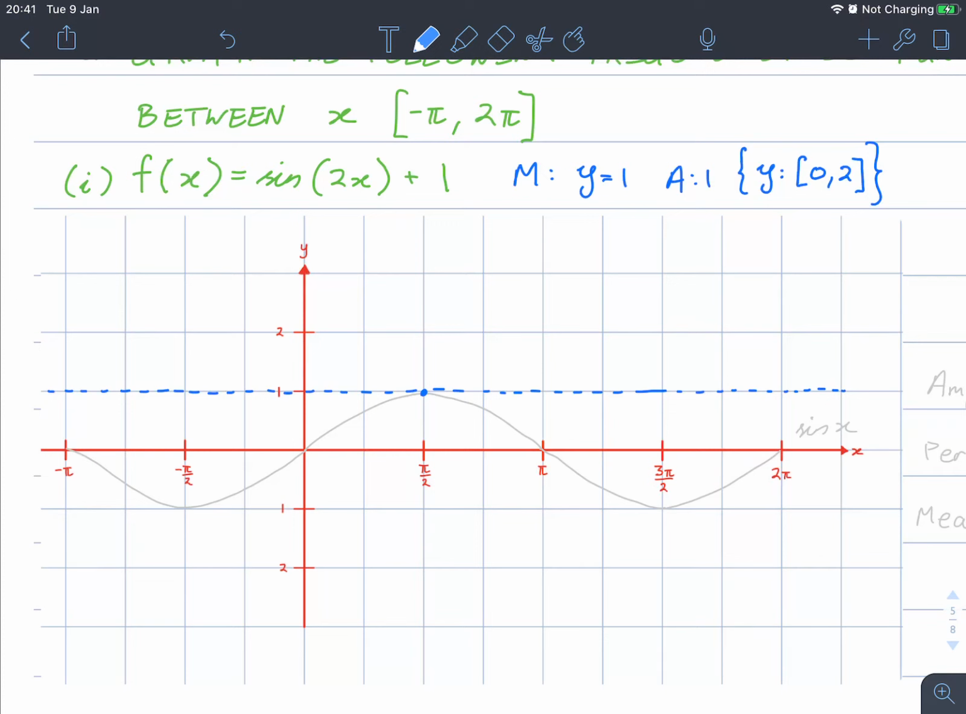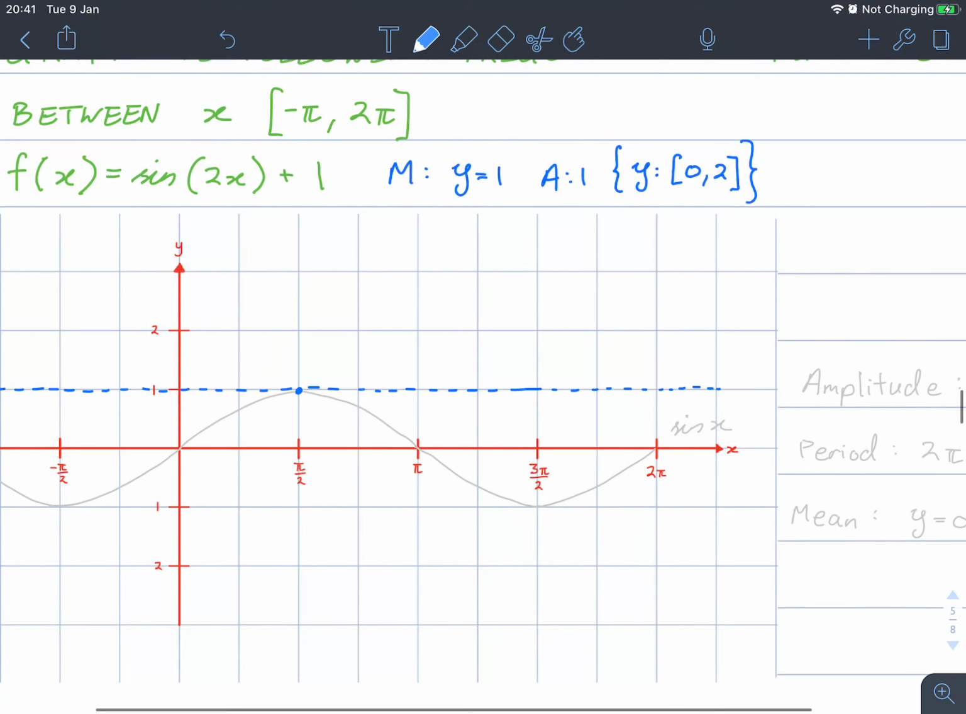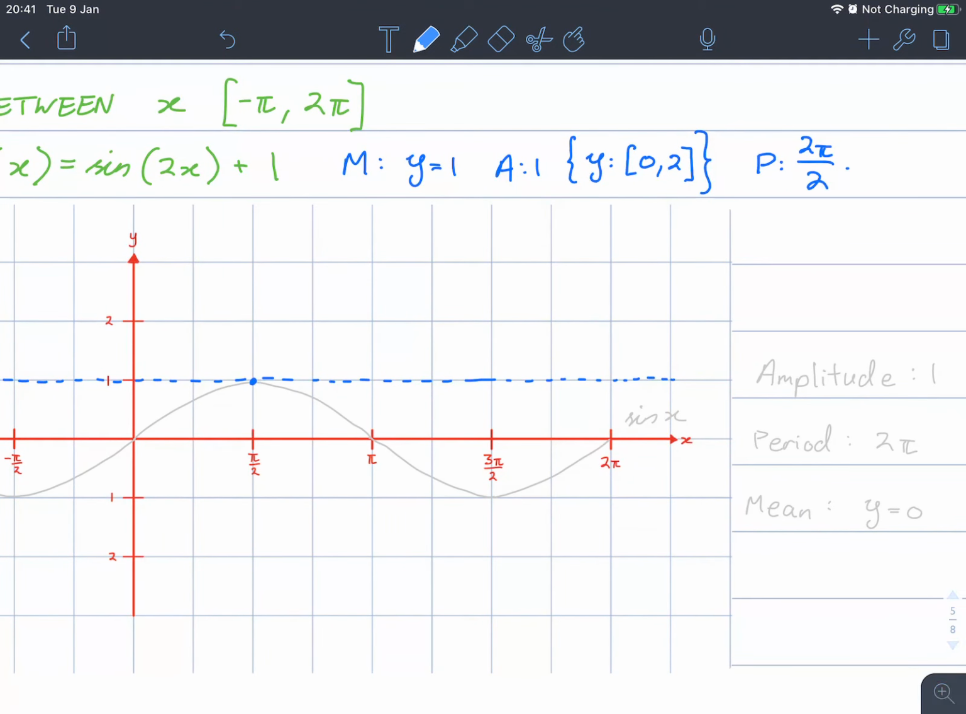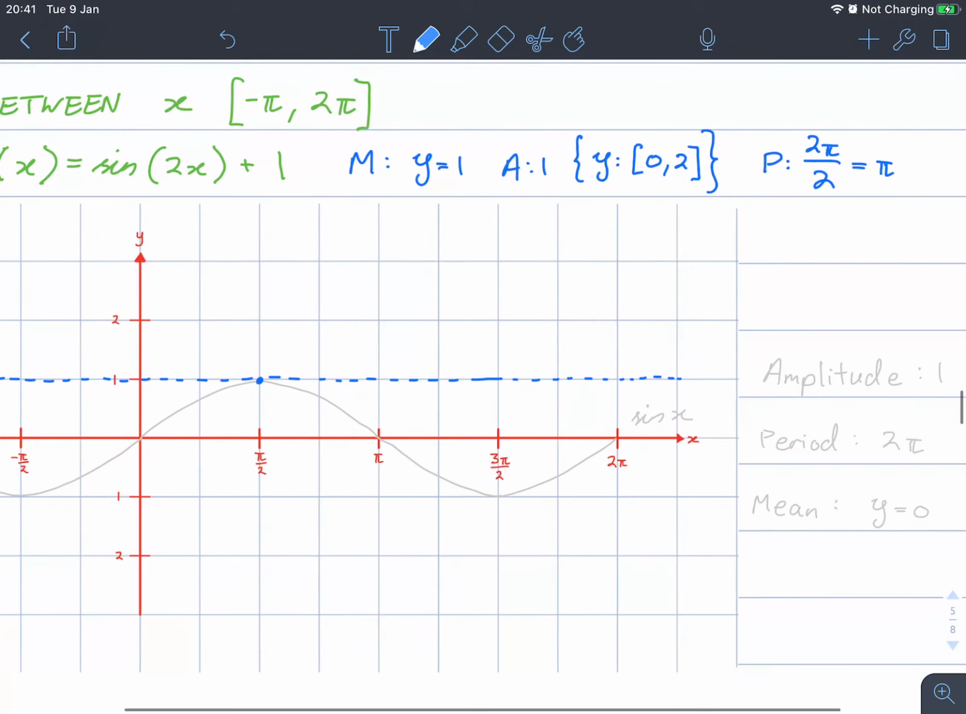Okay? And now lastly, we need to look at the period, p. And to calculate the period, we take 2 pi and we divide it by the value in front, the coefficient of x in the function, so 2, meaning the period is going to be pi. What this means is that the function will finish the cycle up and down once at pi and repeat itself again along the next distance of pi.